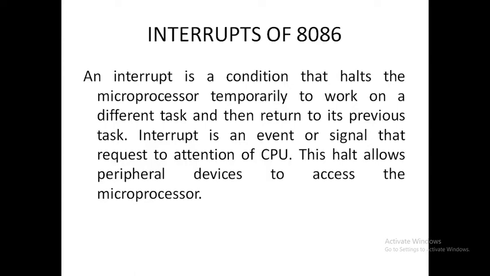Okay, student. Today our topic is interrupts in 8086. In 8085, we have studied the function of interrupts. So, an interrupt is a condition that halts the microprocessor temporarily during program execution and allows a peripheral device to access the microprocessor.